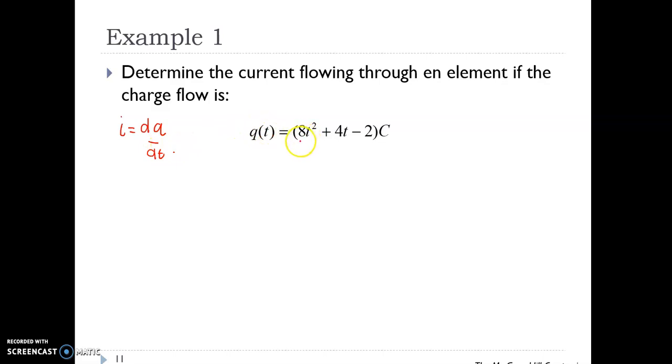So if you differentiate 8t squared, it is equals to 2 times 8 is 16t. If you differentiate 4t, it is equals to 4. And if you differentiate this part, it becomes 0. So you end up with this answer, I of t is equals to 16t plus 4, and the unit is in ampere.